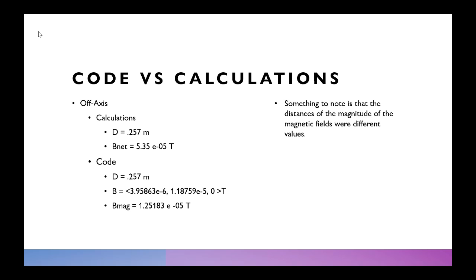When comparing our code calculations versus our spreadsheet calculations for the off-axis magnetic field, I found that the calculations for the distances were virtually the same. They were both 0.257 meters, but for the calculations of B net for the spreadsheet, I found that the B net was 5.35 e to the negative 0.5 teslas, and that the net B from the code is 1.25183 e to the negative 0.5 teslas. This is something to note, that the magnitudes of the magnetic fields were different values despite having the exact same distances.